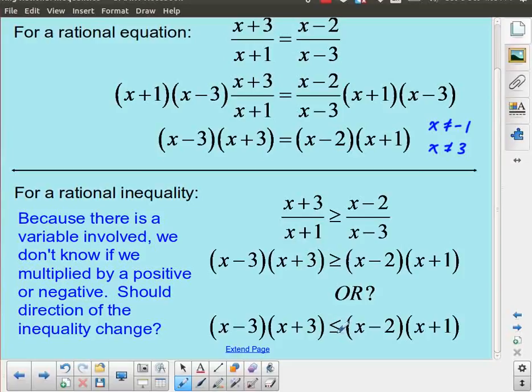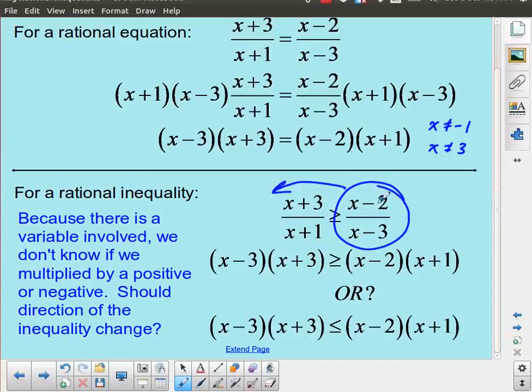Is this the correct inequality? Less than or equal to? And to make things even more confusing, it turns out it's not even one of those two answers all of the time, because x plus 1 may be negative at a different time than x minus 3 is negative. And so not only can we not nail this down to one answer, it could have two or more correct answers.